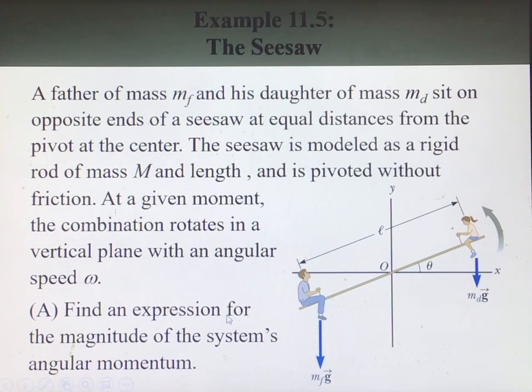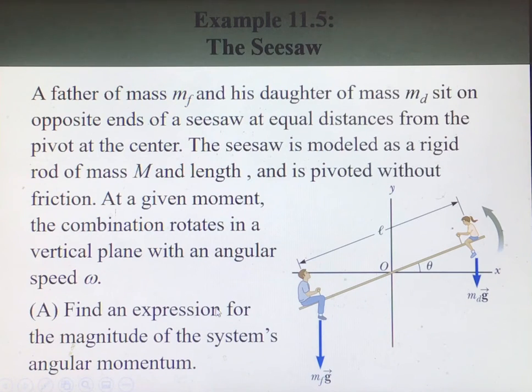Now let's look at this example, number 11.7. This is called the seesaw problem. You have a father of mass mf and his daughter of mass md sitting on opposite ends of a seesaw at equal distances from the pivot point. So this is mf here, this is the force of gravity. This is the mass of the daughter, and this is the force of gravity right here. And we know that the length of the seesaw is L, and this is the center right here.